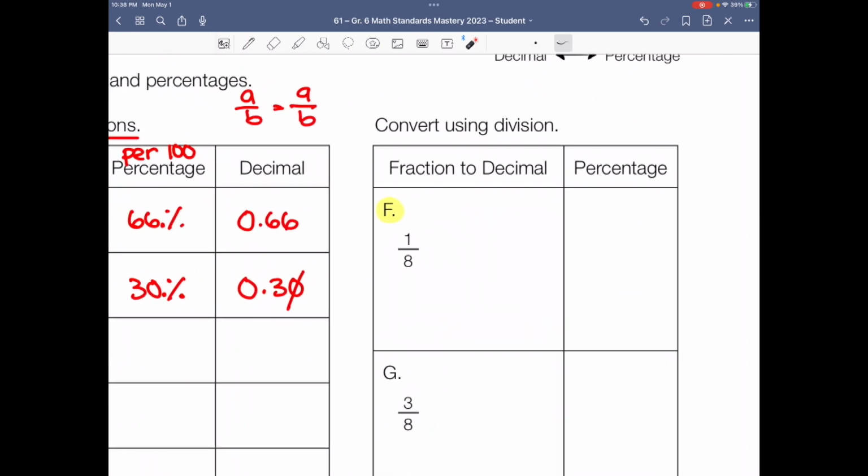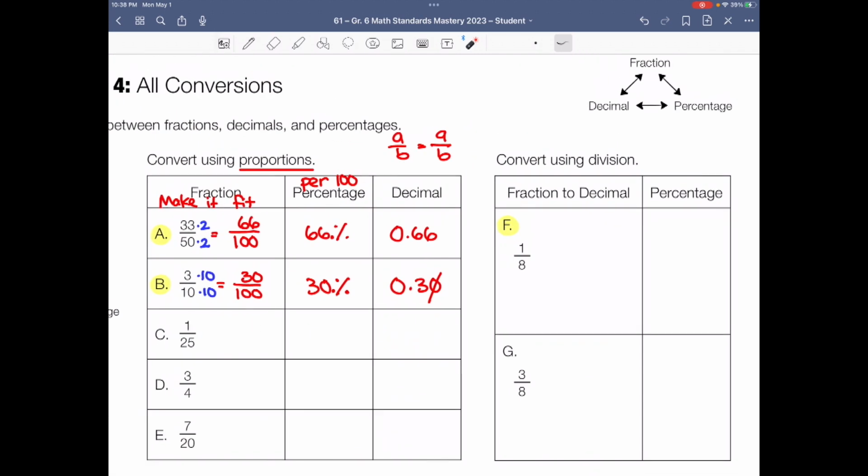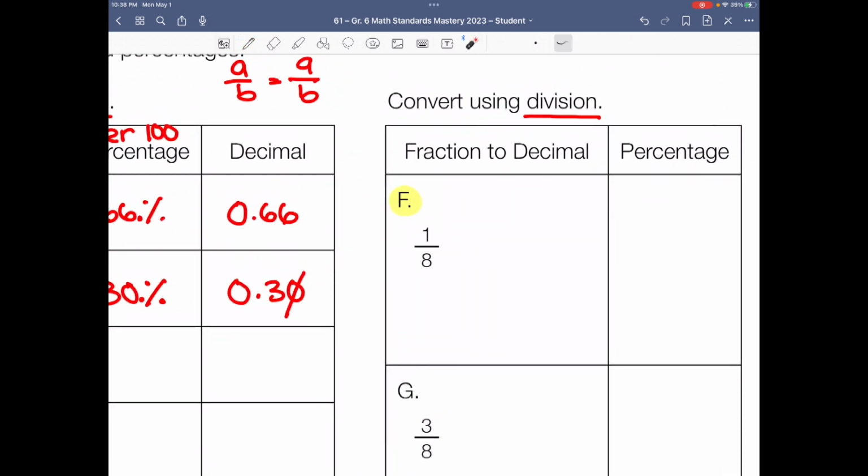Let's take a look at the other side. Now, instead of converting using proportions, we're going to convert using division. So underline division. And the reason you want to convert using division for these problems is if you tried using a proportion like this, 8 does not fit nicely into 100. So this actually makes the problem more difficult if you try to solve it using a proportion, if you haven't memorized how many times 8 goes into 100. So for this one, we'll use division instead.